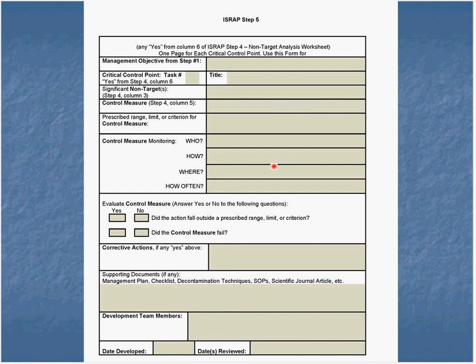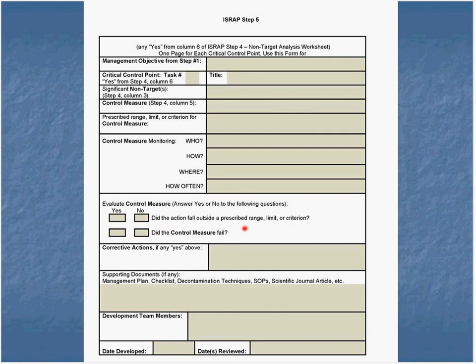So checking to make sure that the measure's limits were met is also self-explanatory. And how often, the frequency, this can be important. To check the first, 12th, and 24th hour. And then it is evaluating the control measure and fallout of the prescribed range, limit, or criterion.